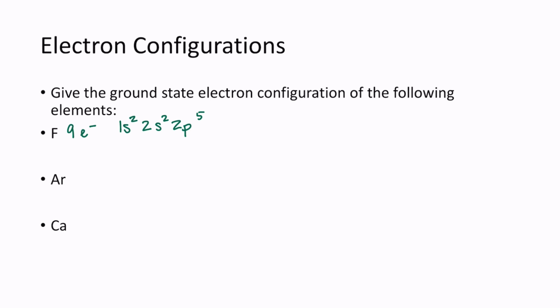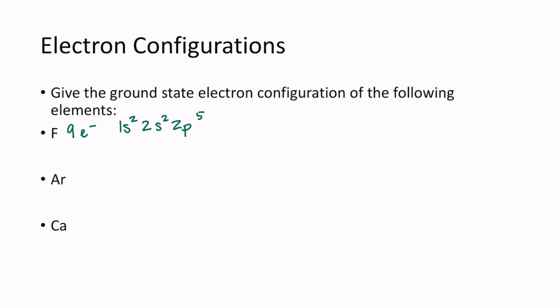When you are finished with your electron configuration, showing where the electrons are hanging out, you should have a total number of electrons that is equal to the number of electrons in your element. So fluorine has 9 electrons. I have 2 plus 2 is 4, plus another 5 is 9. So the number of electrons in my element is equal to the number of electrons in my electron configuration. All right, let's look at argon.